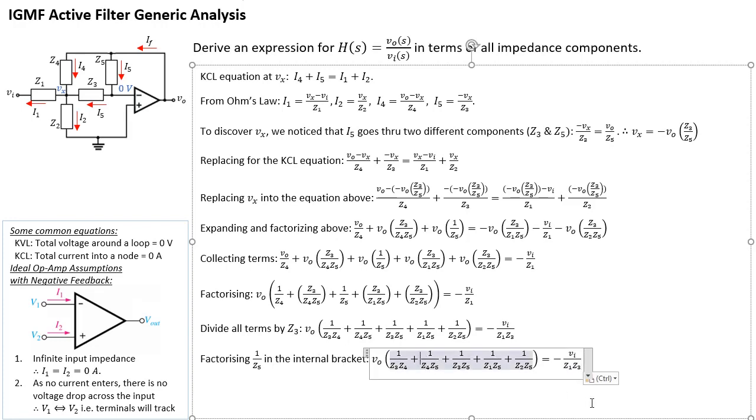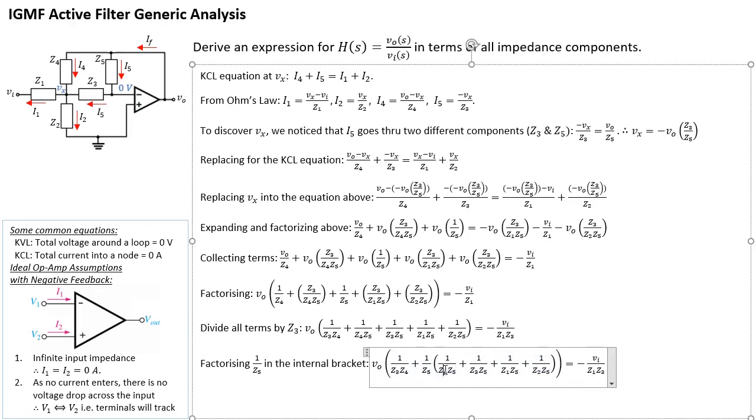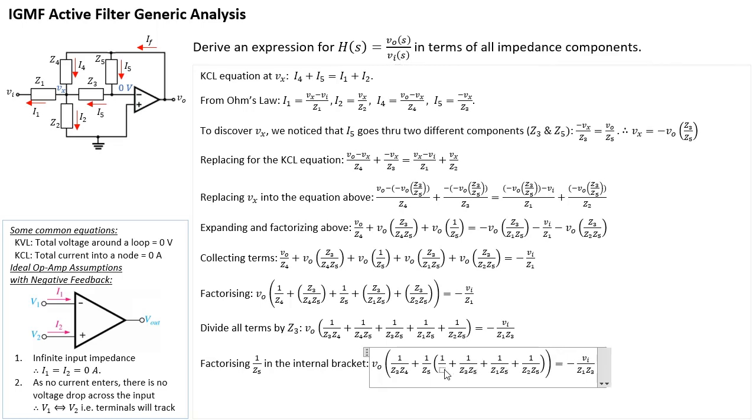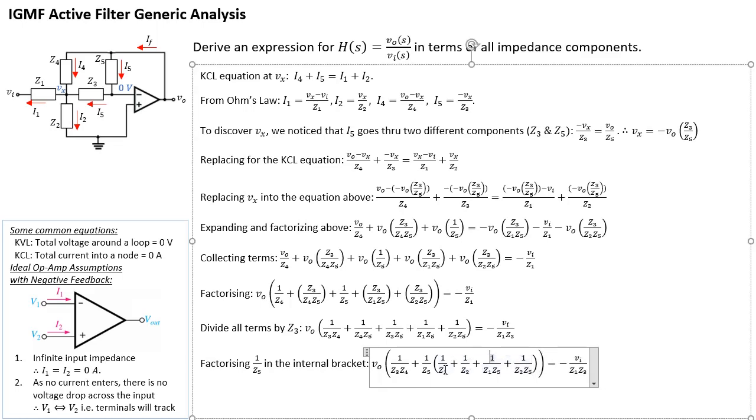Okay, so if you notice here, Z5 terms are in all of these, right? So this is 1 over Z4 Z5, Z3 Z5, Z1 Z5. So I can actually have a 1 over Z5, and I'm going to arrange it in numerical order. So this is going to be like 1 over Z1, and then 1 over Z2, 1 over Z3, and finally 1 over Z4. All right.